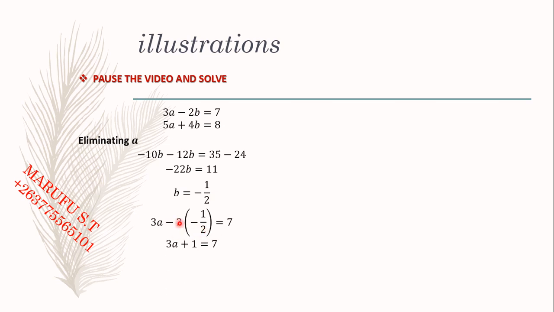2 into 2, they cancel each other. Minus 1 multiplied by minus 1, you would get plus 1. So 3a is equal to 6, a is equal to 2, and we are done. But then you should also know that there are instances like this. If you can solve this one again, you may pause and solve this one.